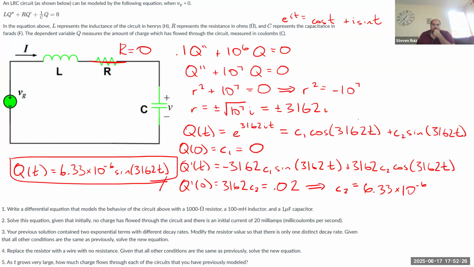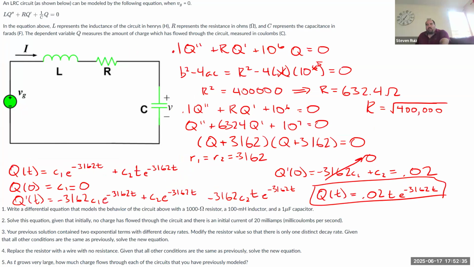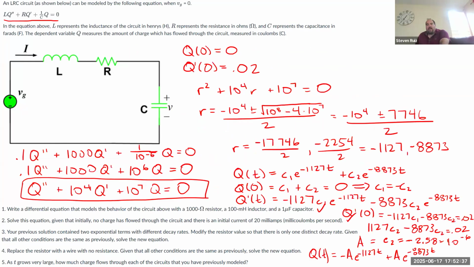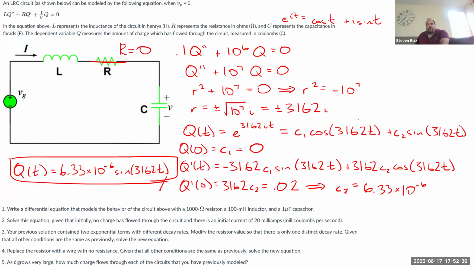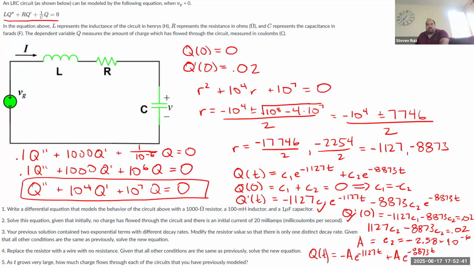So what do I want to do now? So question 5: as t grows very large, how much charge flows through each of the circuits that you've previously modeled? So now we're looking at basically end behavior. So what happens? Where's my first equation that I solved? Oh, I just didn't box it in. It's down here. So as I let t get very large, what happens to q? So we can think about that.